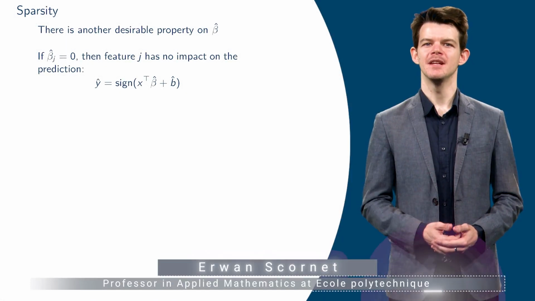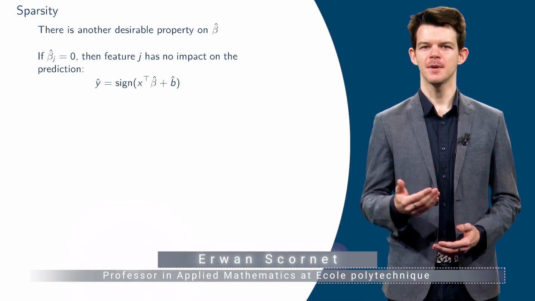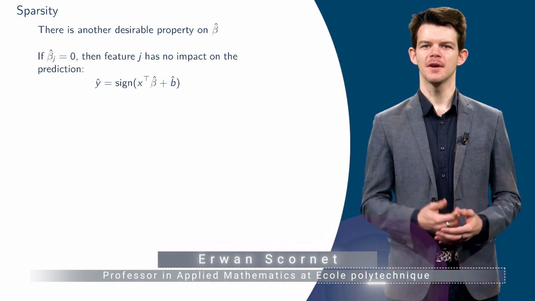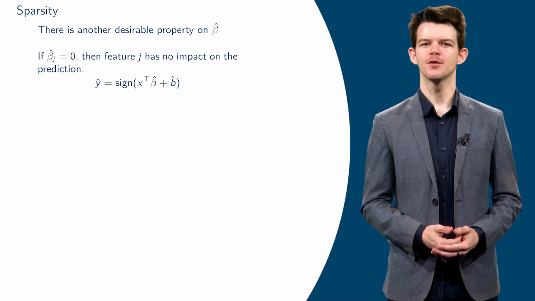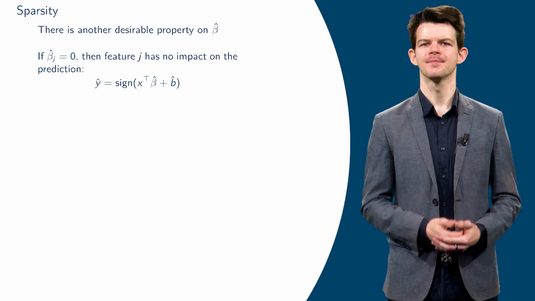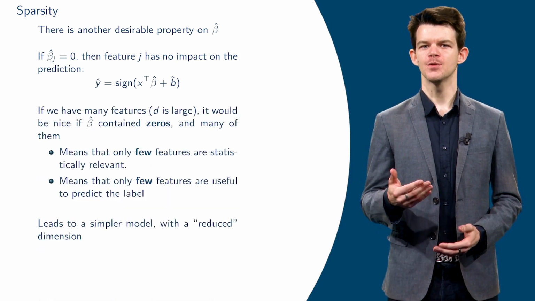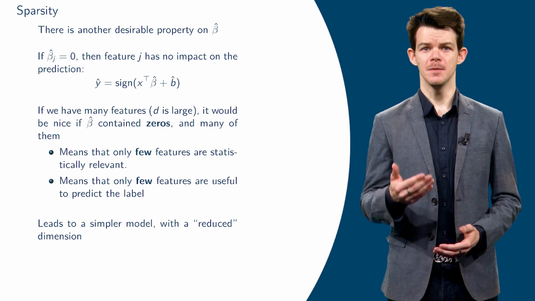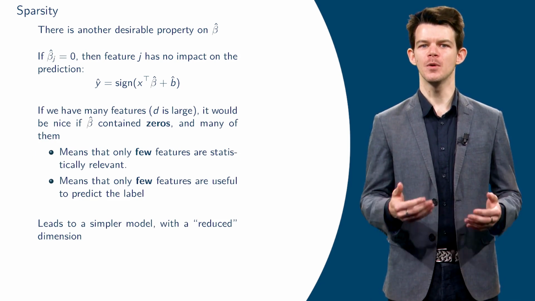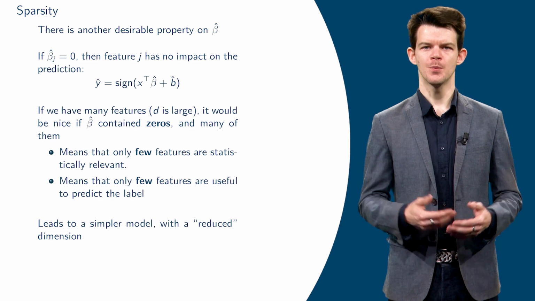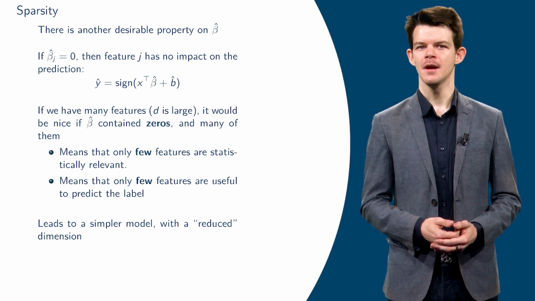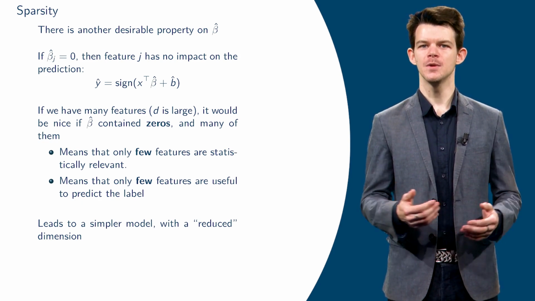A property which can be interesting for beta hat is sparsity. A way to measure sparsity is to count the number of components of a vector that are exactly zero. A sparse vector, i.e. a vector with a large number of zeros, is useful for prediction purposes since it means that the prediction depends only on a small number of variables. The prediction can be computed faster and the resulting estimate is easier to interpret.